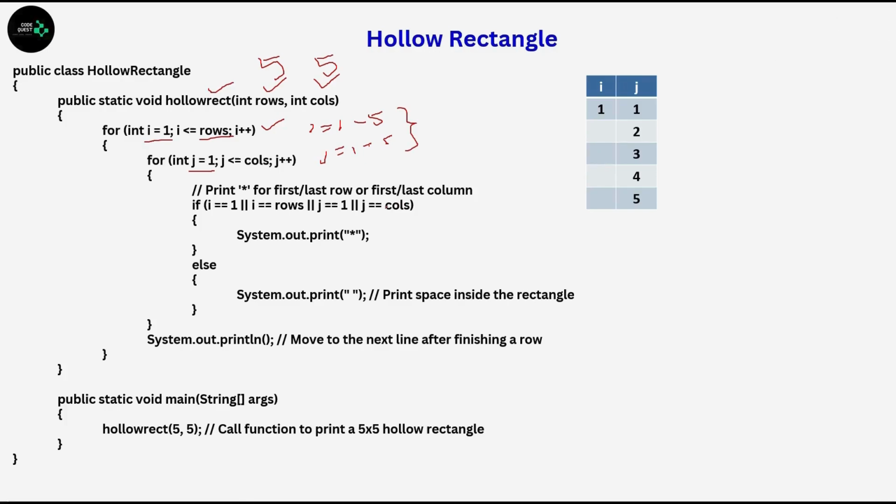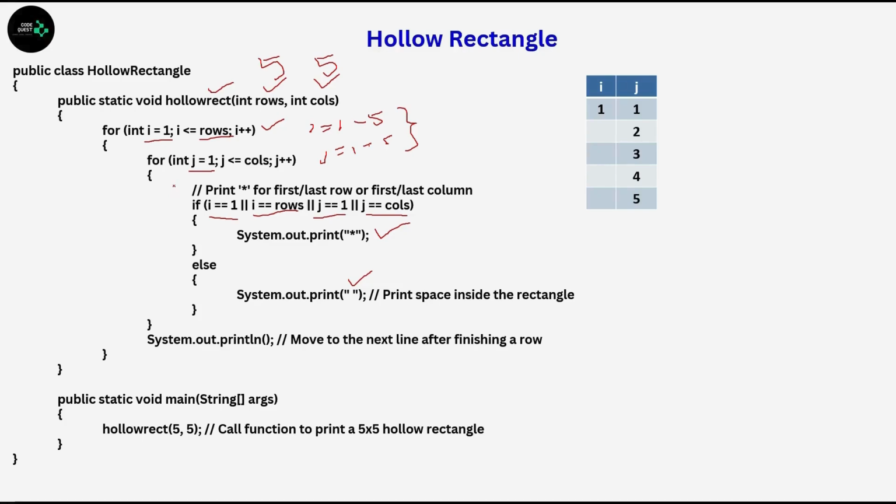So what is the logic behind it? In every iteration, we have tested a condition: if the i value matches 1, or the i value matches the total number of rows, or j equals 1, or j matches the total number of columns, in those instances we will be printing the asterisk. If none of these conditions match, then we will just print a space inside.